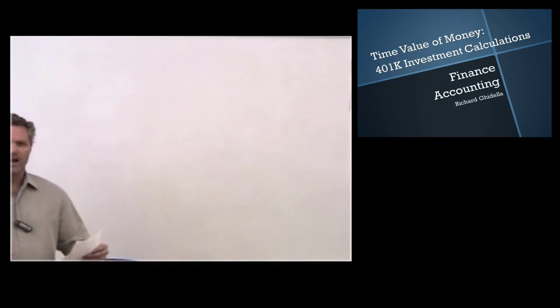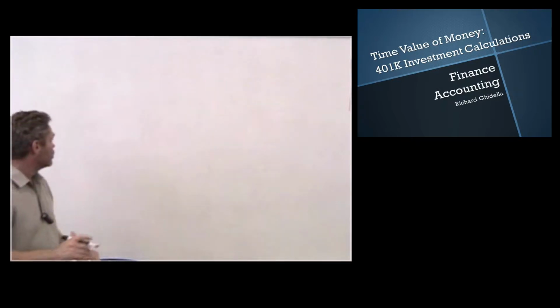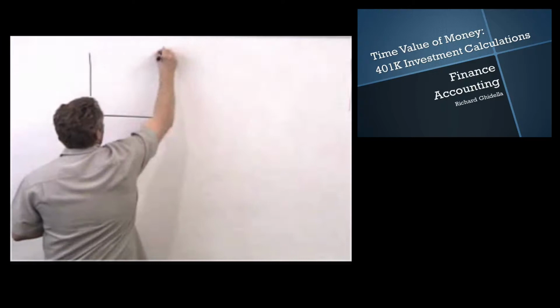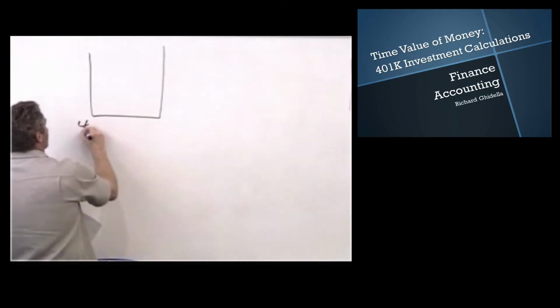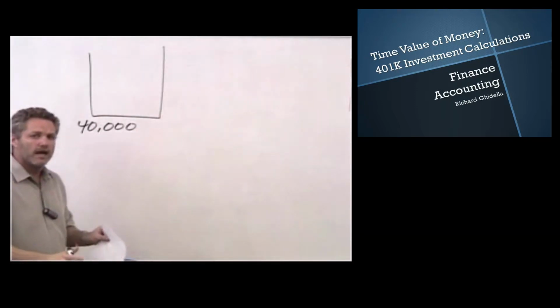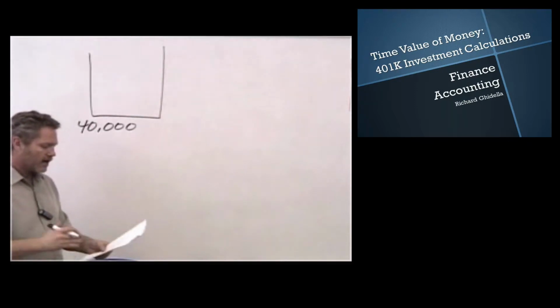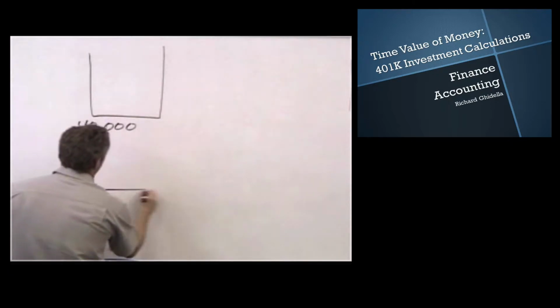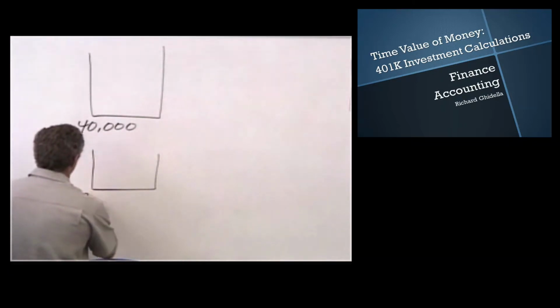So how are we going to calculate this? First thing we're going to do is divide this into two parts. Okay? Because we have our $40,000 that's sitting in the account right now, and we're going to add $2,000 each year. And so we're going to go ahead and draw two boxes here.